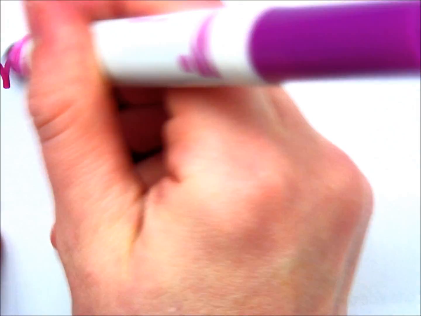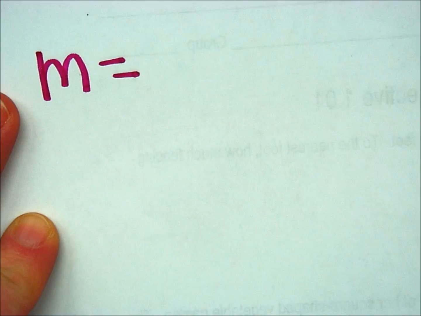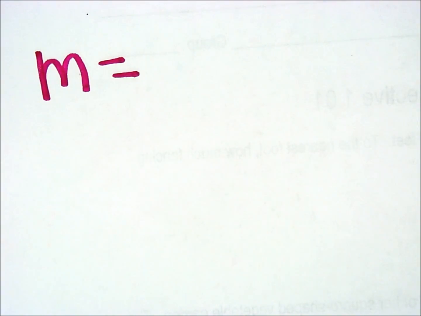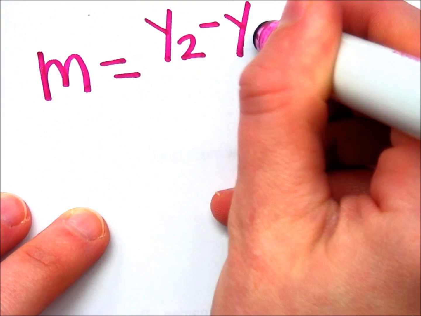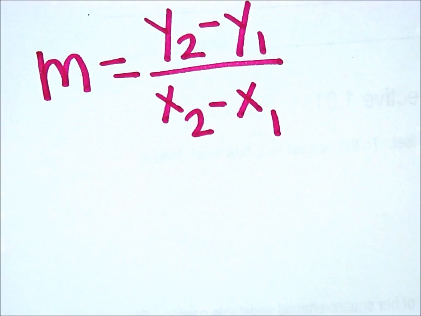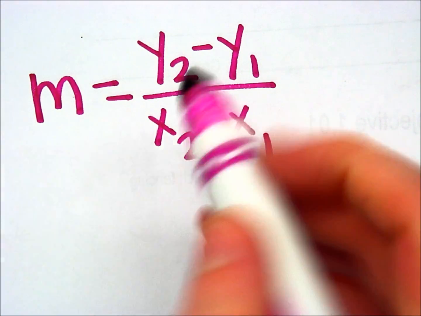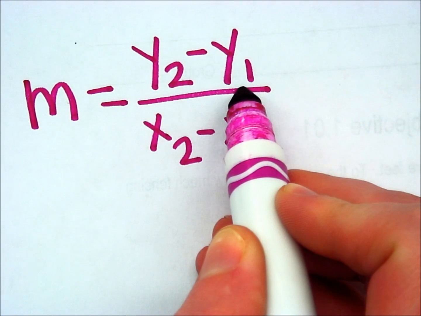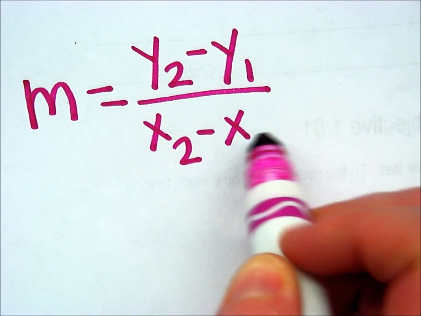Okay, I want you to start off by writing this formula down. Now, remember we talked about yesterday, M stands for slope. To find the slope of a line, if you're given 2 points, you can take the difference in the y values over the difference in the x values. So this says M equals y sub 2 minus y sub 1 over x sub 2 minus x sub 1.